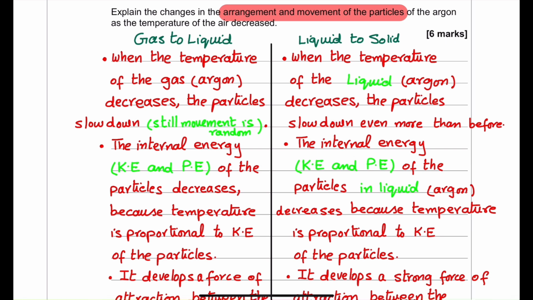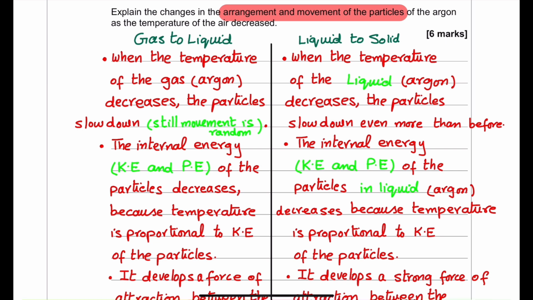Gas to liquid state. When the temperature of the gas argon decreases, the particles slow down, meaning the movement of the particles is getting less. The internal energy, meaning kinetic energy and potential energy of the particles, decreases. It means kinetic energy is less because kinetic energy is related to movement of the particles, because the temperature is directly proportional to the kinetic energy of the particles. As the temperature has reduced, therefore the kinetic energy of the particles is getting reduced.